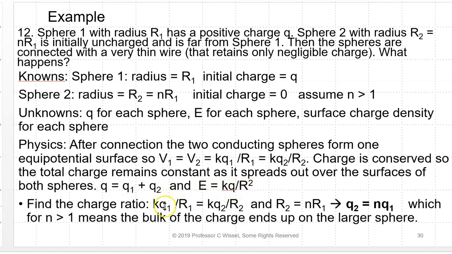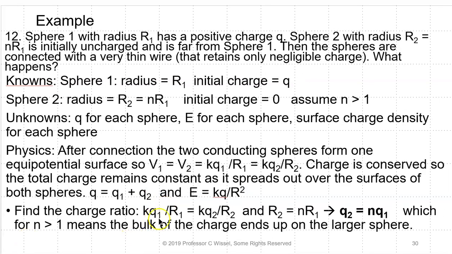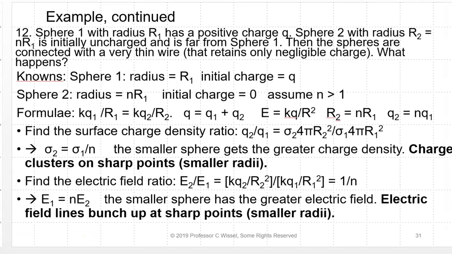We're going to find the charge ratio. So we use KQ1 divided by R1 equals KQ2 divided by R2. And R2 equals NR1. So therefore, Q2 equals NQ1, which for n greater than 1 means the bulk of the charge winds up on the larger sphere, which makes sense. There's more room for it to spread out there.